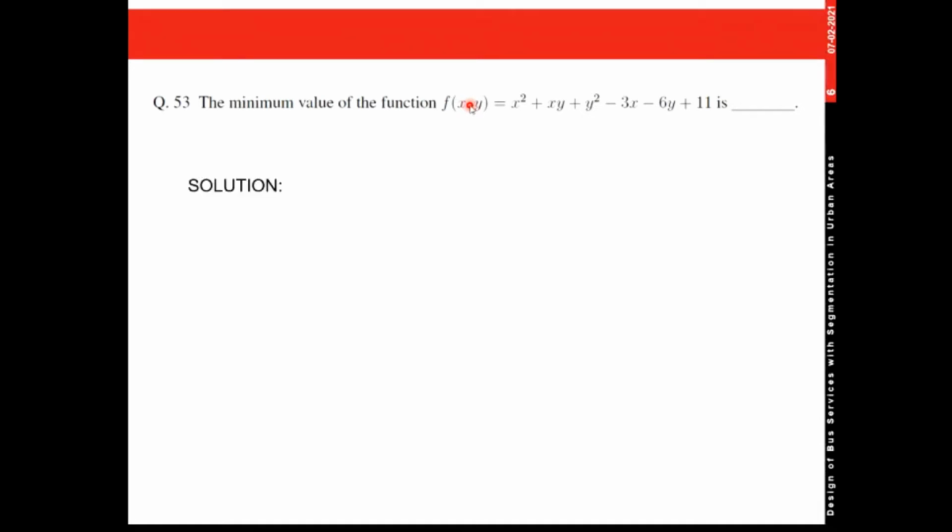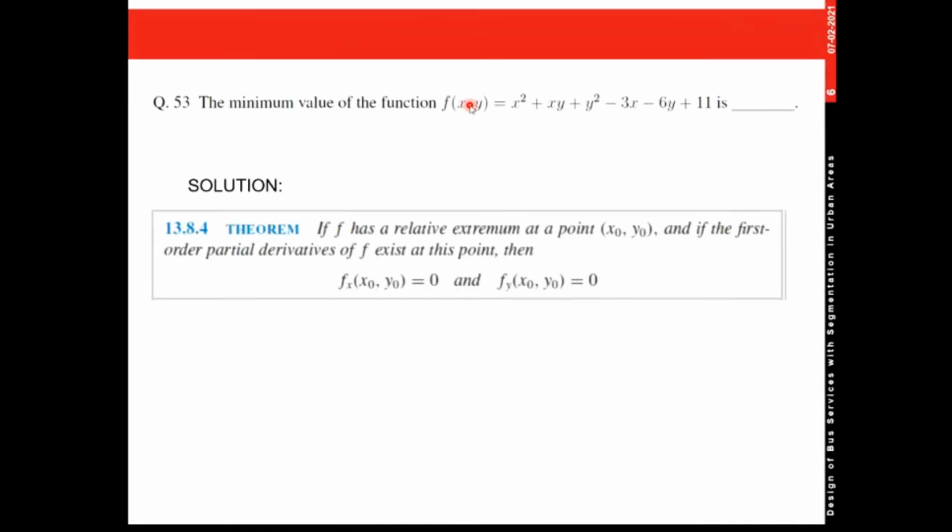Before going to the answer, we will move to some theory part. If we have a theorem: if f has a relative extremum at a point x naught, y naught, and if the first order partial derivatives of f exist at this point, then fx at x naught, y naught is equal to 0, and fy at x naught, y naught is equal to 0. And this point x naught, y naught is called the critical point.